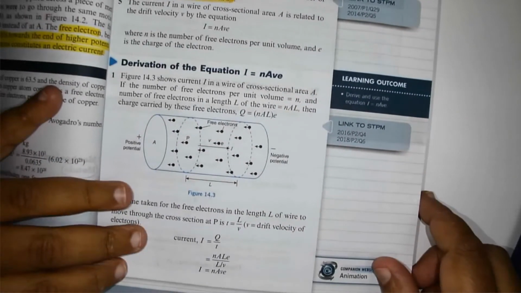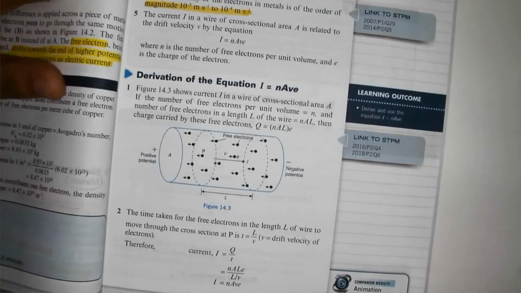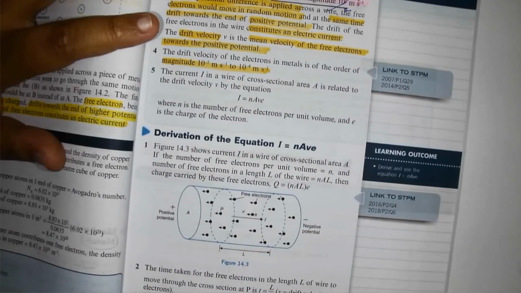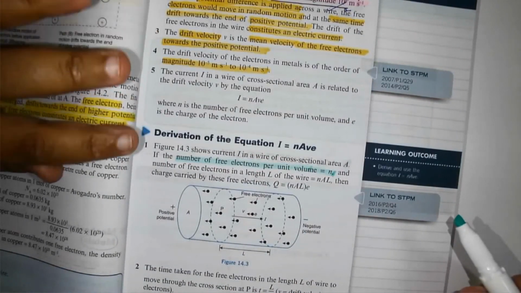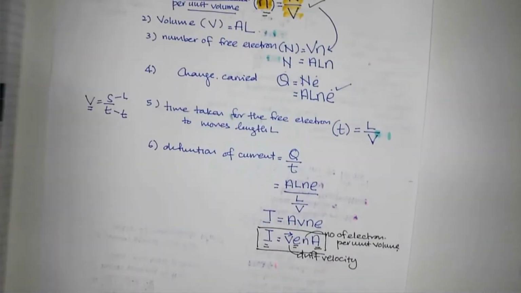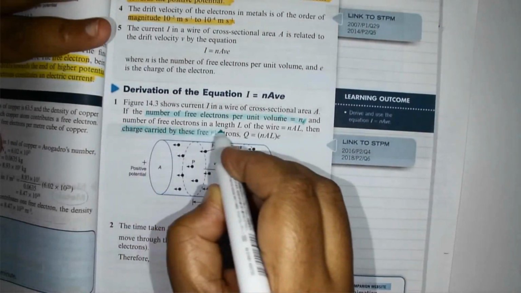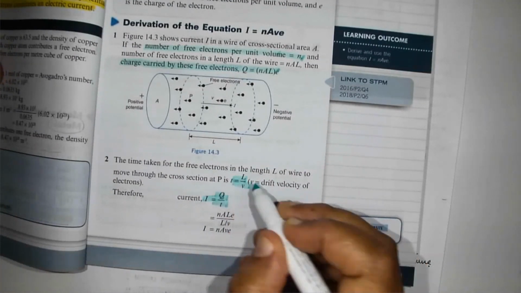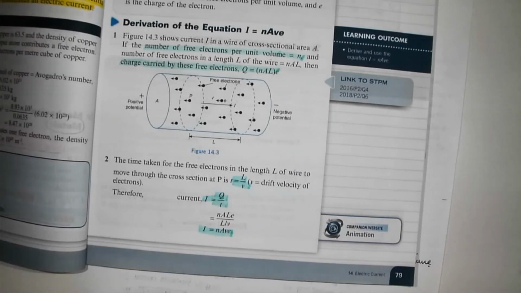Before thank you, look at what the note says. The same thing that I've spoken is also written here. The important concept is, first, the number of free electrons per unit volume is small n. Then you can see the number of free electrons in a length, and I've already explained how they get that. Then the charge carried by these electrons, and then they use the definition of current and t equals L over v. So they get the formula I equals venA.